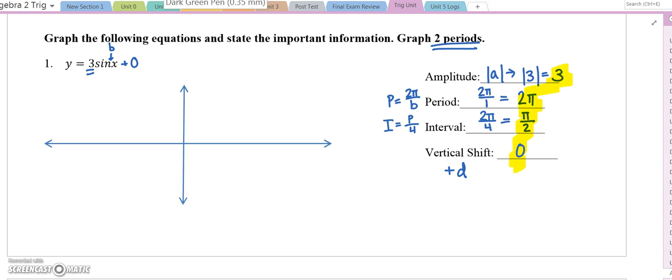So now let's see how we graph. To graph, the first thing I want you to do is check your midline, because we always need our midline drawn. Well, when our midline is 0, that's just right here. It's the x-axis, so I don't have to redraw it. It's already there for me.